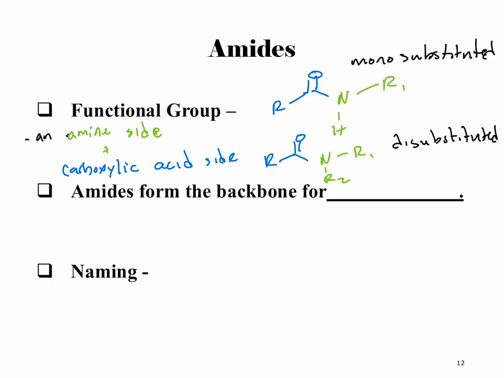And amides are extremely important functional groups because these form the backbone. Does anyone know what these form the backbone for? Anyone taking any biology classes? Amino acids, and if you put a bunch of amino acids together, you get a protein, right? So this forms the protein backbone. All right, amide functional groups form the protein backbone.